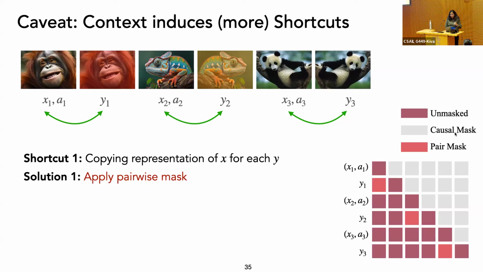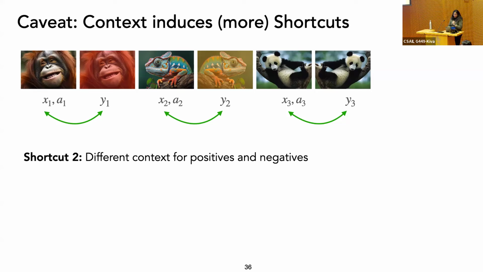Because our attention is also causal, each of the tokens can't attend to the future. And there's this pair mask that we use, where corresponding to every yi, we mask out the previous input. We have another shortcut in this setting, which is a bit more non-trivial.